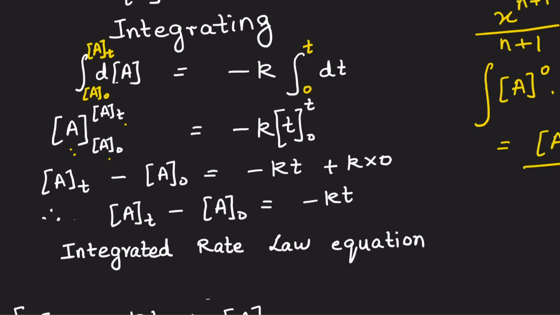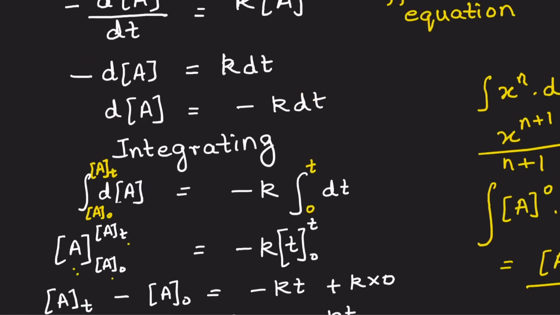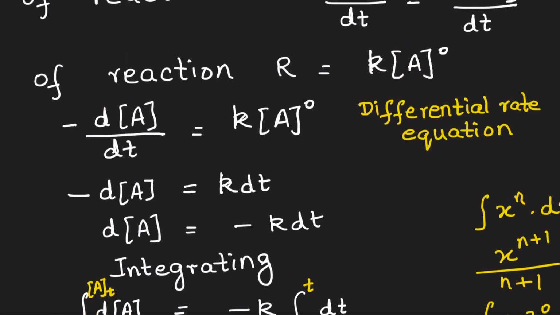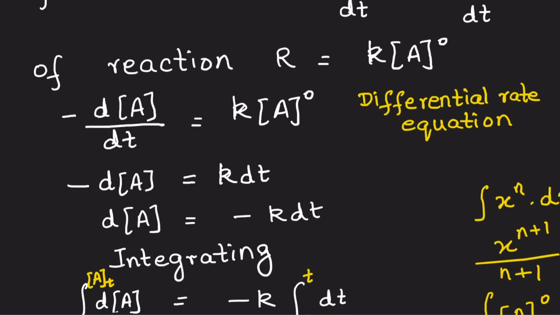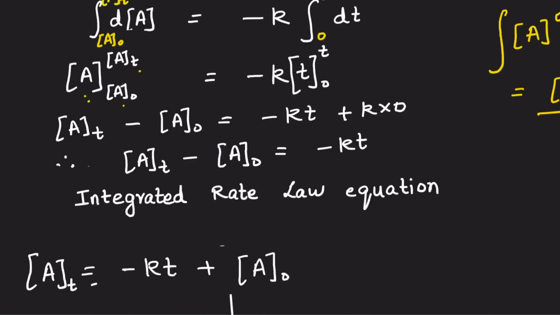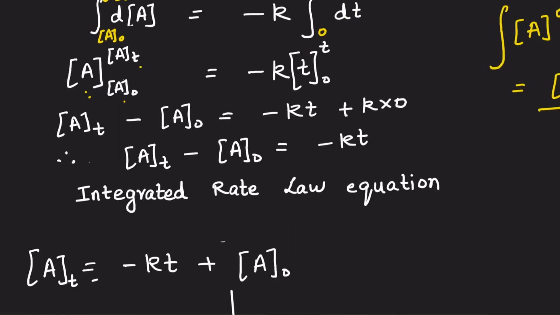This is what we call as the integrated rate law equation. So I have collected the small bits, put them together to give me a single equation called the integrated rate law equation. So I hope you understand now the difference between the differential rate equation and the integrated rate law equation.